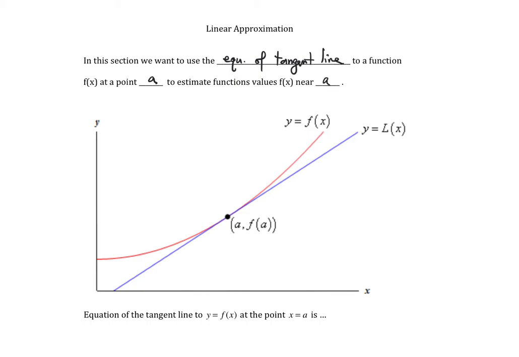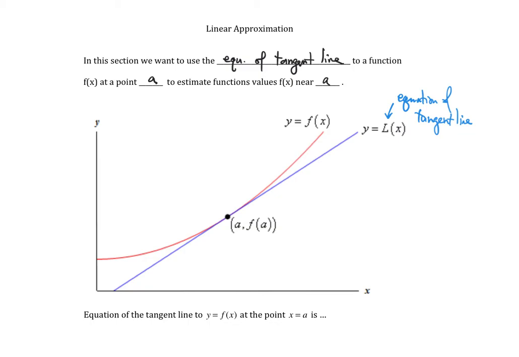So if you look at this diagram we have right here, this L of x is the equation of the tangent line. And this point A, f of A, this point right here, this is where our linear approximation occurs. So this tangent line really is going to be our linear approximation.